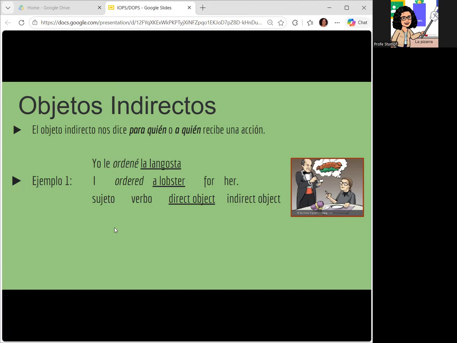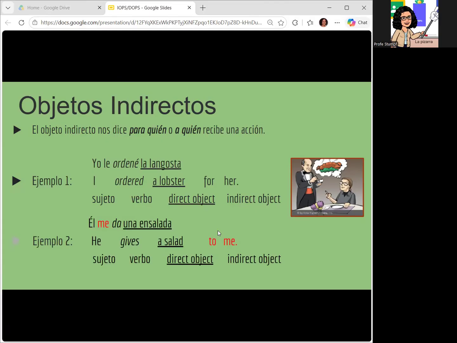And then this is the order of how you're going to rewrite the sentence. Subject, verb, direct object, indirect object. And that's how you would write it without replacing anything. Él me da una ensalada. He gives a salad to me. So to me turns into me. So you've got your subject, verb, direct object, and indirect object. The purpose of reviewing these and then putting them together is to replace indirect object pronouns with direct. And that's what we're going to learn at the end of the video.